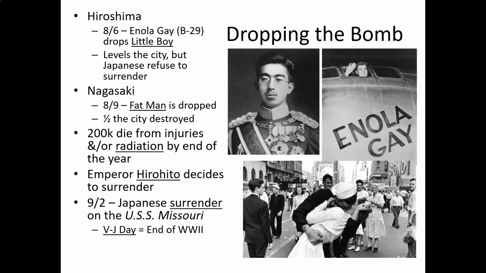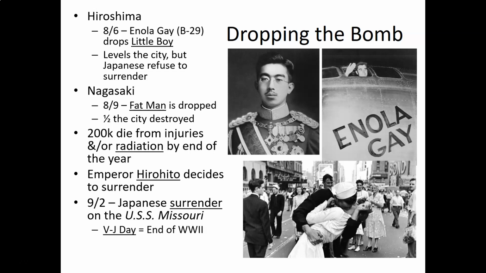So the bomb is dropped on Hiroshima on August 6th. Enola Gay drops Little Boy and levels the city. But the Japanese refuse to surrender. So 3 days later, the United States dropped Fat Man, the second bomb, on Nagasaki, and half the city's destroyed. We see over 200,000 die from injuries or radiation by the end of the year, after just the direct effects of the bombings themselves. But ultimately, Emperor Hirohito does decide to surrender to the United States a few days later.